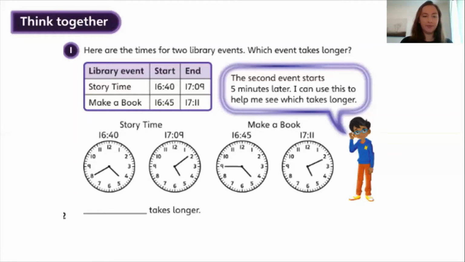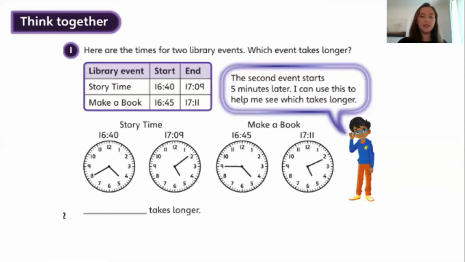1640 at 20 minutes takes us to 1700. Add another 9 more minutes. That gives us 29 minutes for that activity. The make a book activity lasts from 1645 until 1711. Here we've got 15 minutes to take us to 1700, and 11 more minutes is 26 minutes altogether.